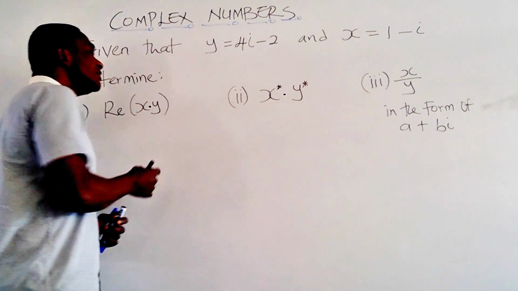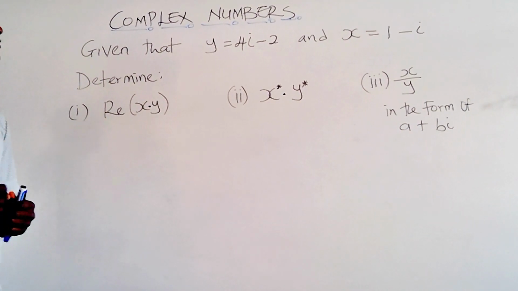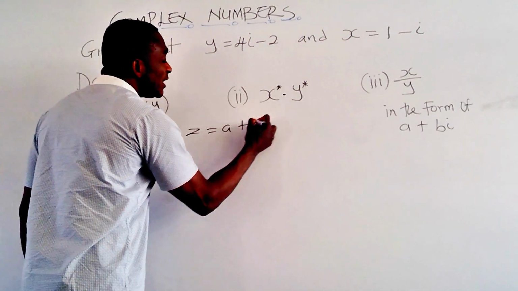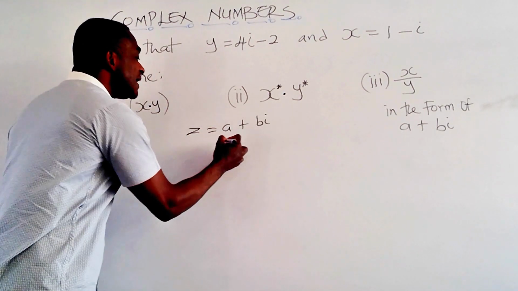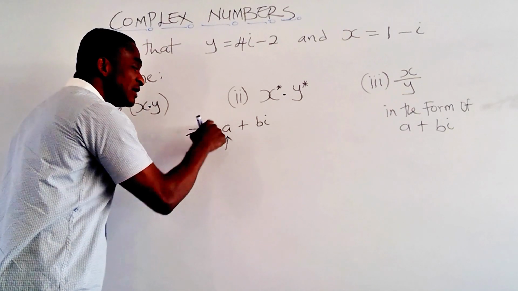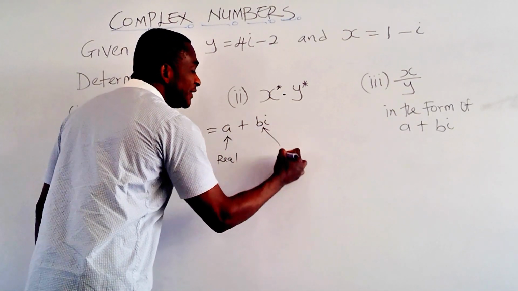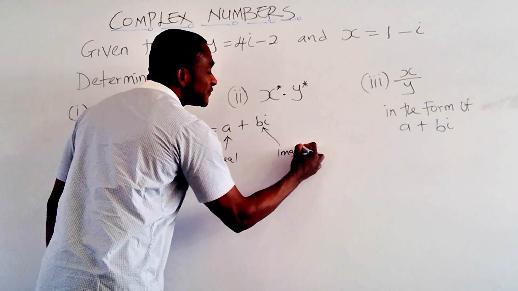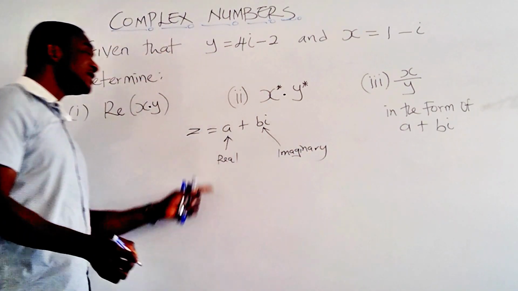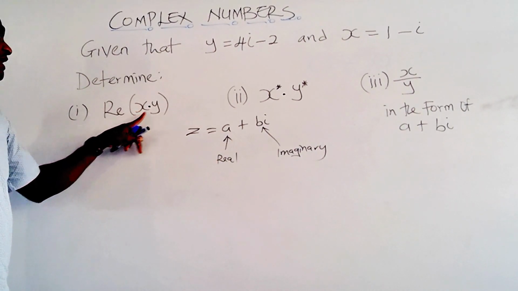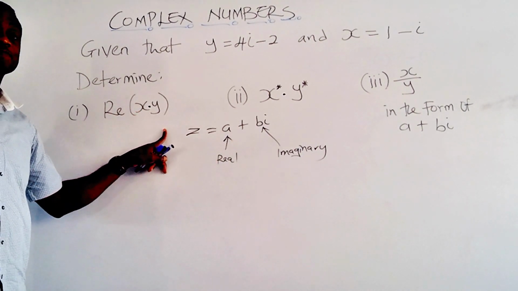Determine the real part. Remember, for every complex number, the expression is given as a plus bi, where the number a is called the real part, and bi is called the imaginary part. So in this case, they are asking us to get the real part of this expression when we multiply them.